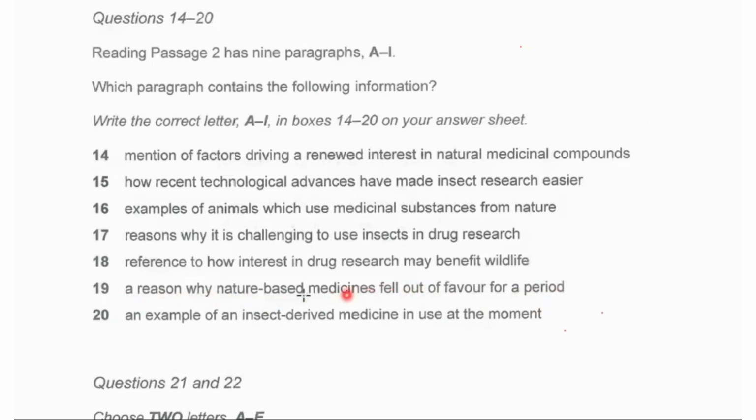A reason why nature-based medicine fell out of favor for a period. Nature-based medicines, that's a keyword here. In other words, medicines obtained from nature. Fell out of favor means people were no longer interested in it. People did not like it again. People did not show interest in it again. That's the meaning of fell out of favor. That's paraphrasing. Then, number 20, an example of an insect-derived medicine in use at the moment. Insect-derived medicine in use. So, I've highlighted my keywords in the statements. The next thing I'll do now is to read the passage paragraph by paragraph and look for paragraphs to match the statements too.